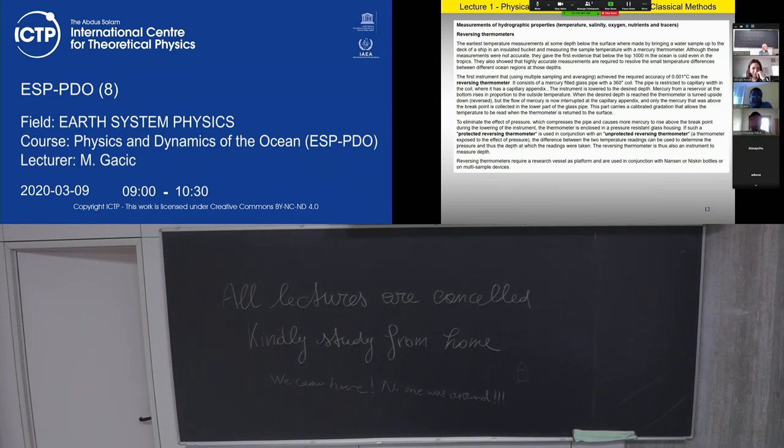So how do we do the measurements of temperature, salinity, oxygen, nutrients, and traces? We have to put down our instrument at a certain depth, and then do the measurements at this certain depth. The earliest temperature measurements at some depth below the surface were made by bringing a water sample from the given depth to the deck of the ship, and measuring the sample temperature with a mercury thermometer.